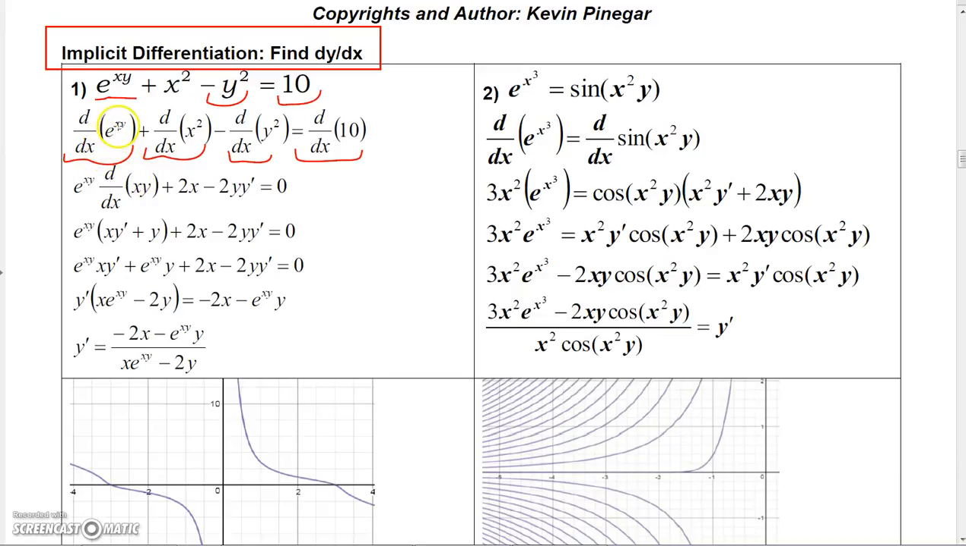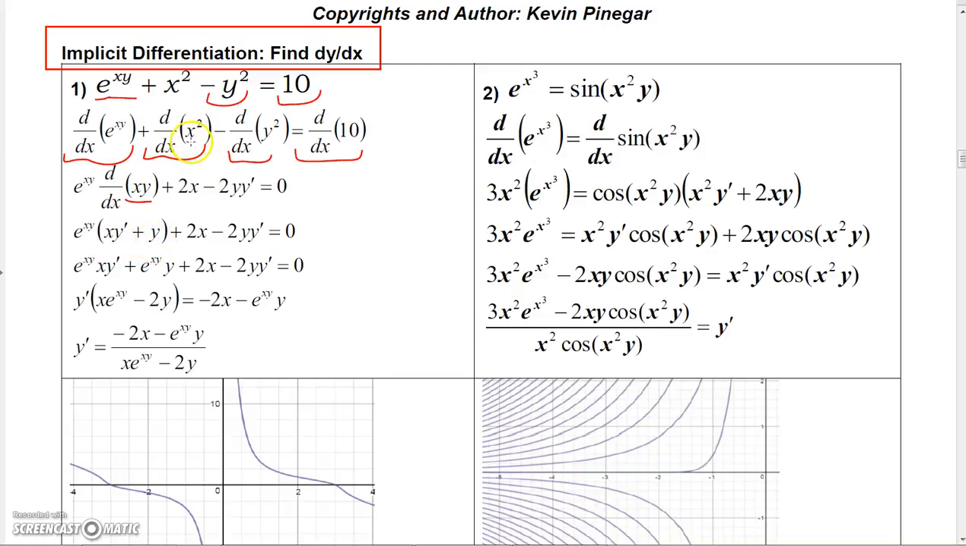Well, e to the xy, I have to treat that like e to the u. And so the derivative of e to the u, remember, is e to the u times the derivative of u. So I have to multiply by the derivative of xy. Now remember, I have to assume y is a function of x. So when I get the derivative of xy, I've got to use the product rule. So I have x times y prime plus y times the derivative of x, which is 1.